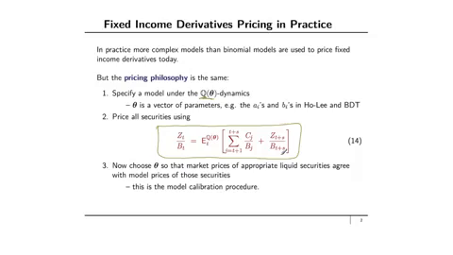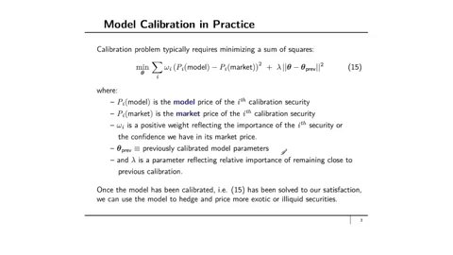Step number 3 is then to choose theta so that the market prices of appropriate liquid securities agree with model prices of those securities. This is the model calibration procedure, and we have seen in the last module some examples of how to do model calibration in the context of the Black-Derman-Toy model, when our calibration securities were zero coupon bond prices. The calibration problem typically requires minimizing a sum of squares of the following form. Remember, theta is the vector of parameters that we want to choose in our model. These could be the a_i's or b_i's in the Black-Derman-Toy or Ho-Lee model. So the goal is to choose the thetas in such a way as to minimize the following.